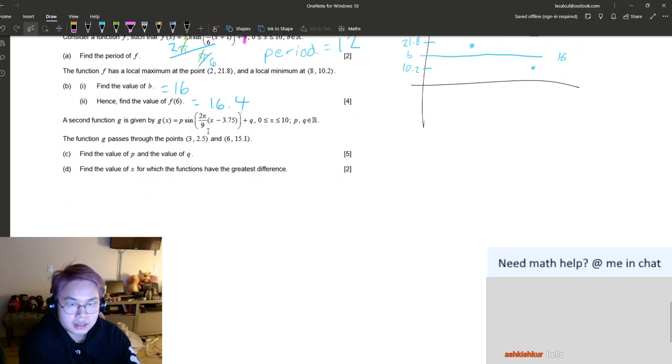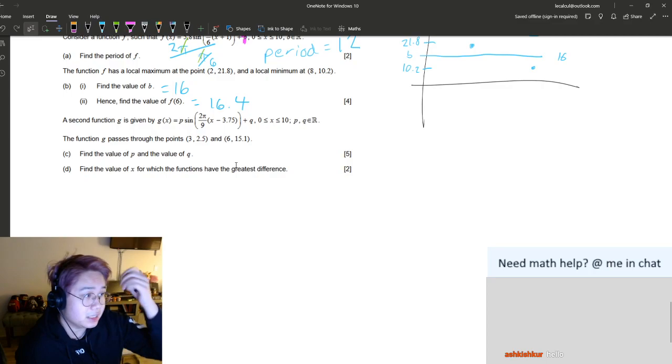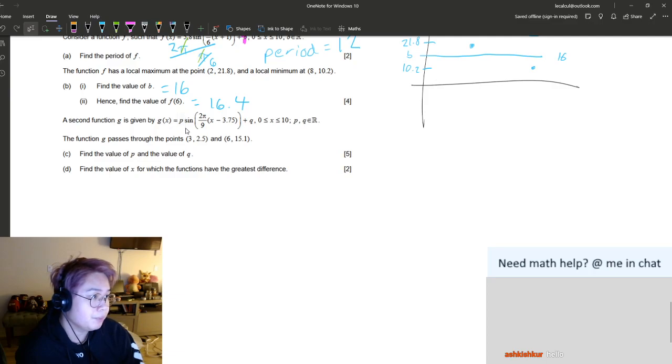Alright, and then let's see. A function g is given by this other sine equation. And then the function passes through these points. Hence, we need to find the value of p and q. Okay. A pretty typical setup, not necessarily about the sine, but we have two unknown values. We have p, we have q. They tell you two pieces of information. The graph goes through this point and this point. And that's a pretty typical setup to solve a system of equations.